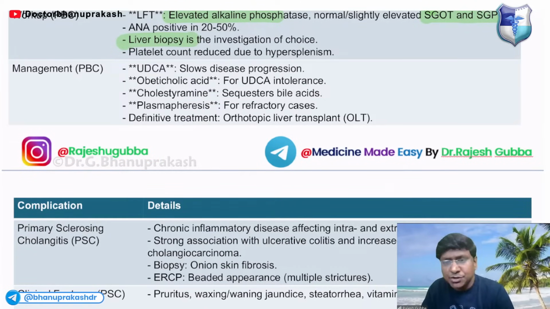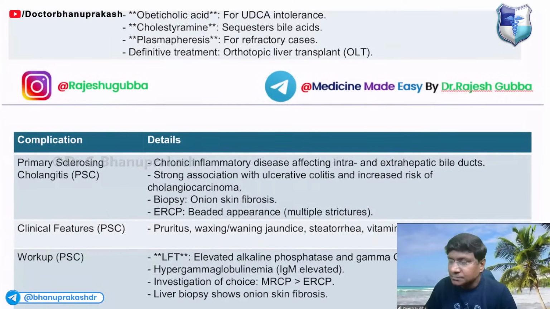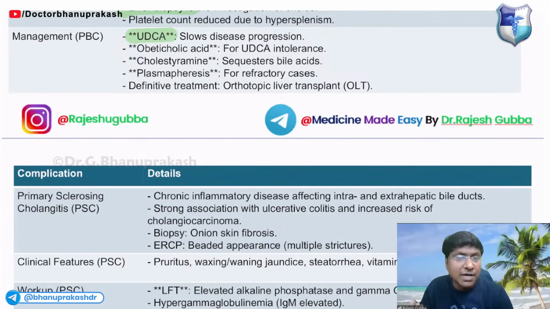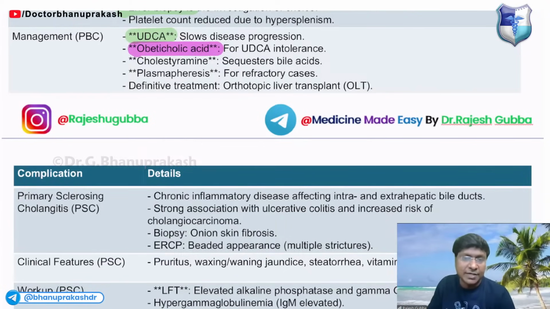What are the drugs that you should give in these individuals? Whenever you give ursodeoxycholic acid, that will slow down the liver disease. But if the individual is intolerant to ursodeoxycholic acid, then you can give obeticholic acid, right? And in these patients, the bile acids as well as bile salts enter into systemic circulation and are wasted out. So what is that particular drug which will cause the sequestration of the bile acids? That is cholestyramine, right?